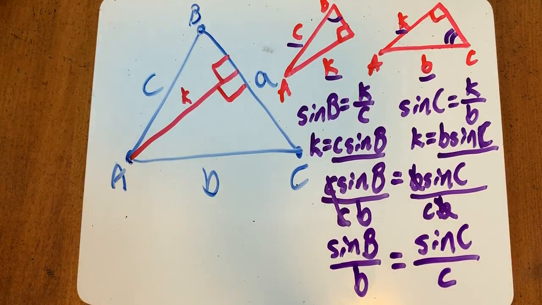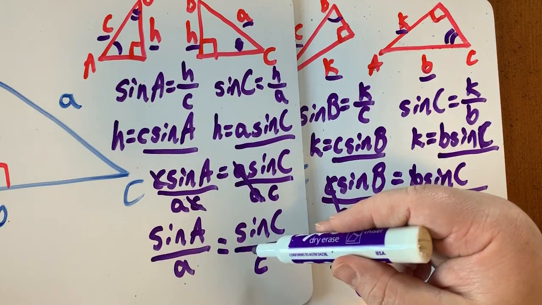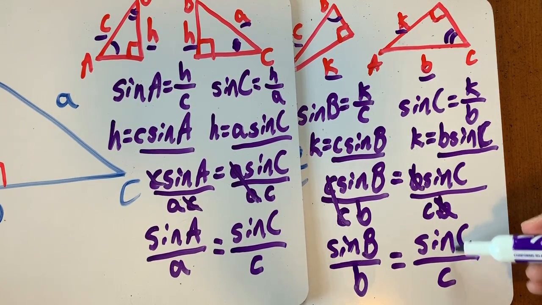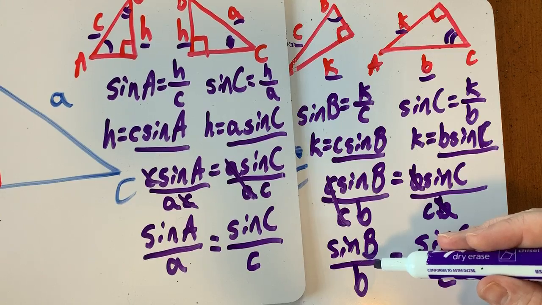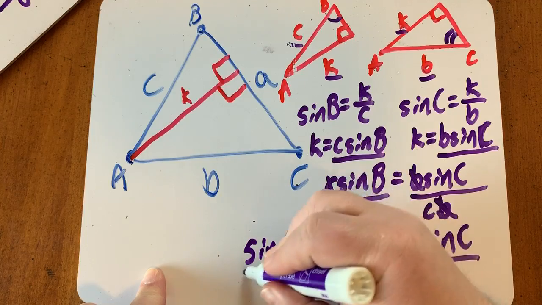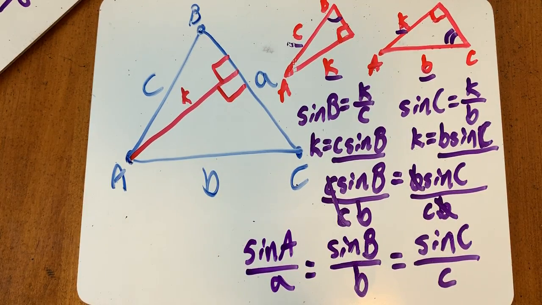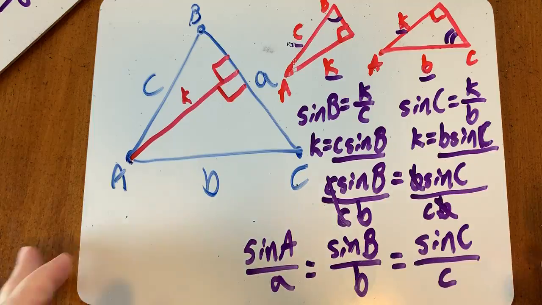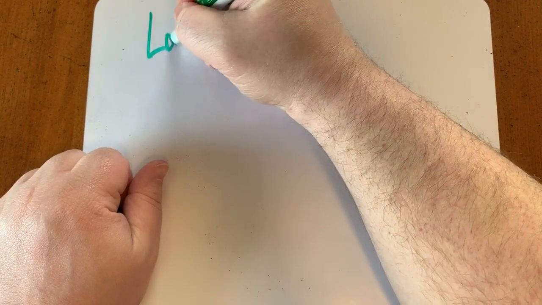But wait a minute. We already had that sine of A over A equals sine of C over C. So if sine of C over C equals sine of B over B, then that's true. And this is actually our equation, our rule that's going to help us solve non-right triangles. This is called the law of sines.